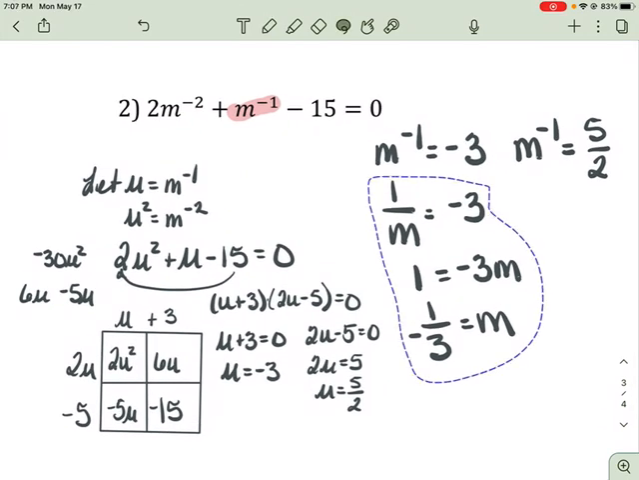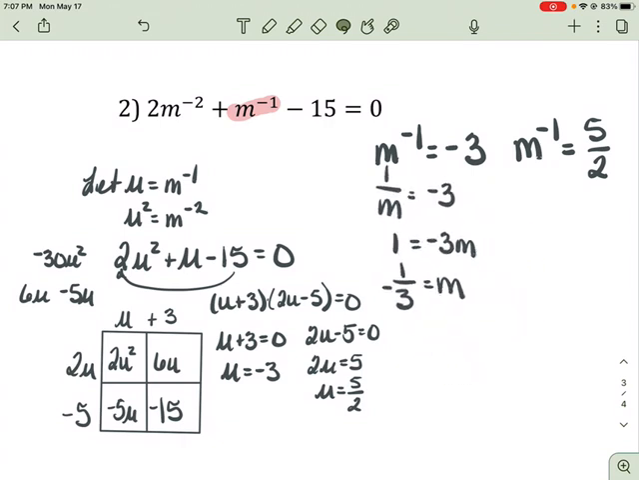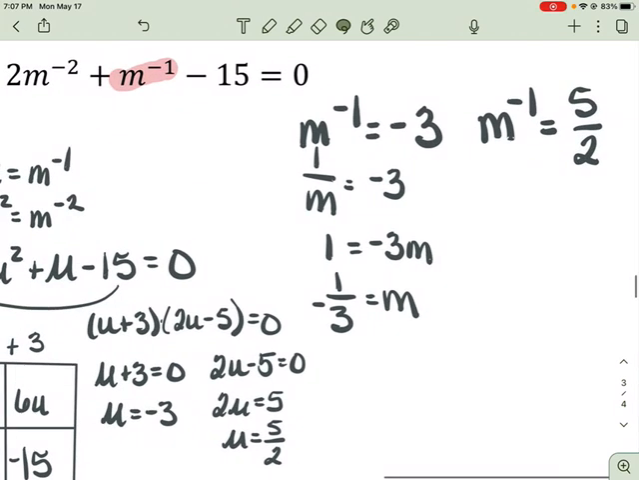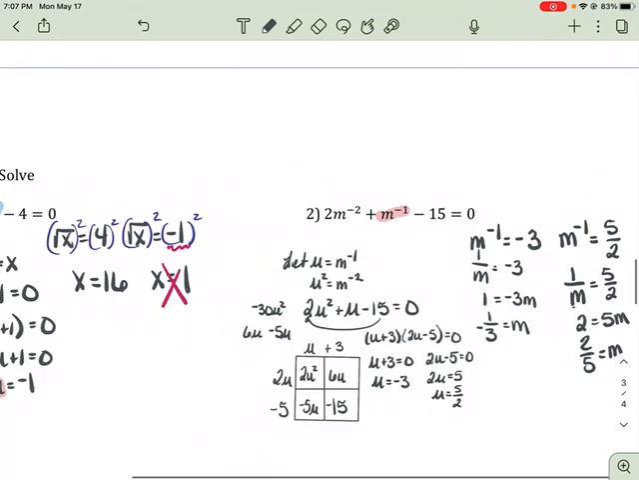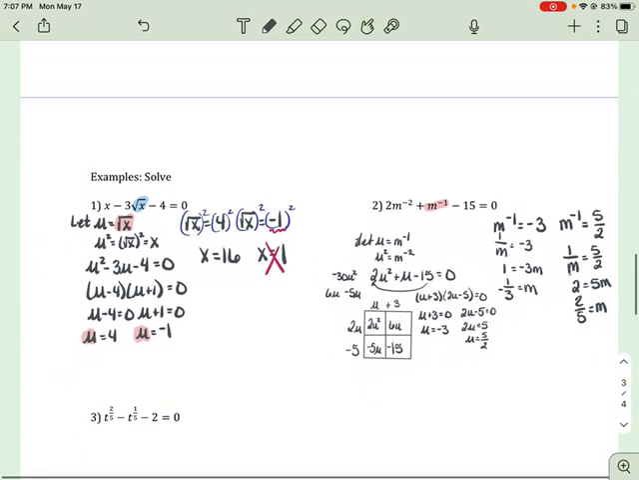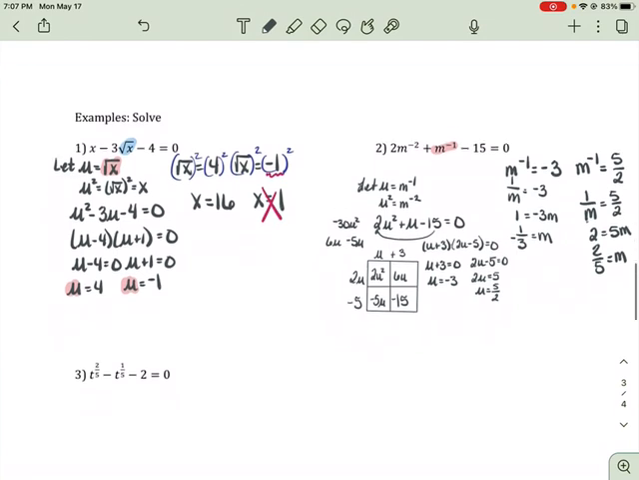Again, I never leave myself enough room. Okay, so we're going to go 1 over m is equal to 5 over 2. Do cross product. There we go. All right, so again, it looked really a lot harder than it actually was, but there's a lot of steps involved here, so try not to get lost.